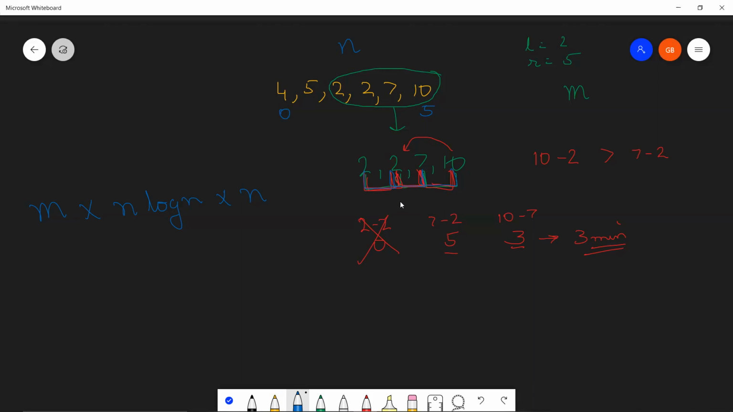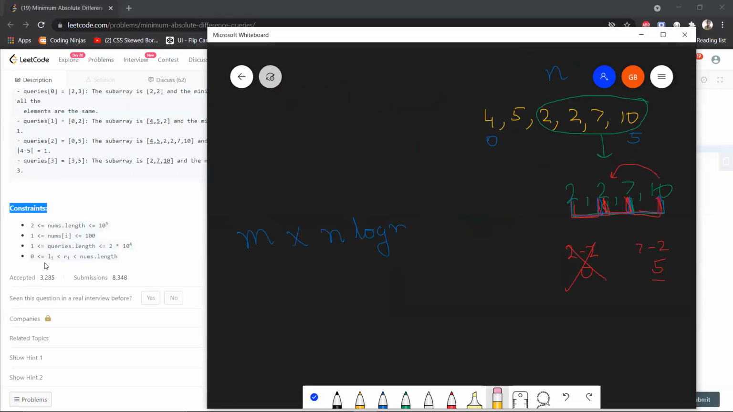If you sort a little intelligently, you can avoid this complexity. So I'm going to remove this from consideration. So m into n log n. Now I think we can understand this is going to give us time limit exceeded. Why? Because n is in the range of 10 to the power 5, and m, which is the length of queries, is in the range of 2 into 10 to the power 4. So 2 into 10 to the power 4, right?